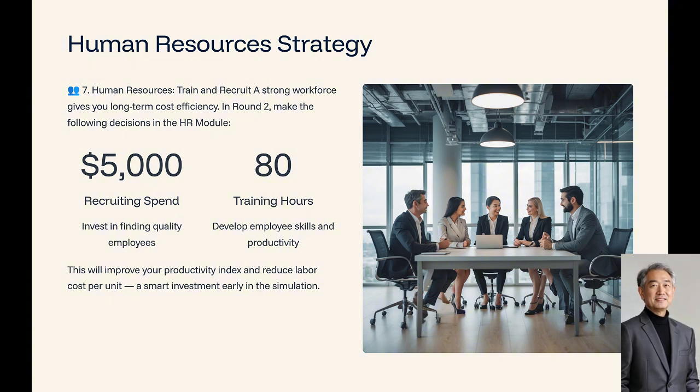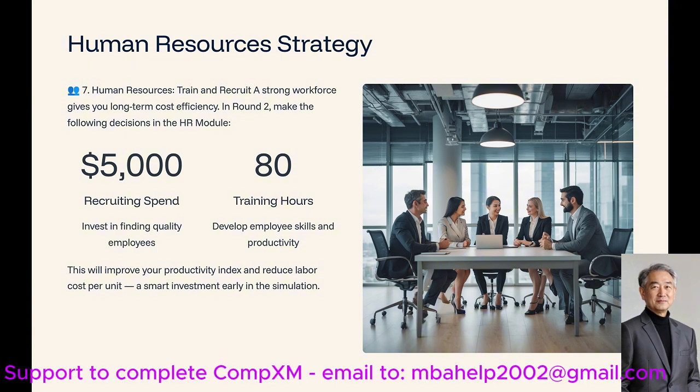Tip 7: Human resources. Training and recruiting a strong workforce gives you long-term cost efficiency. In Round 2, make the following decisions in the HR module: recruiting spend, $5,000, training hours, 80. This will improve your productivity index and reduce labor cost per unit, a smart investment early in the simulation.